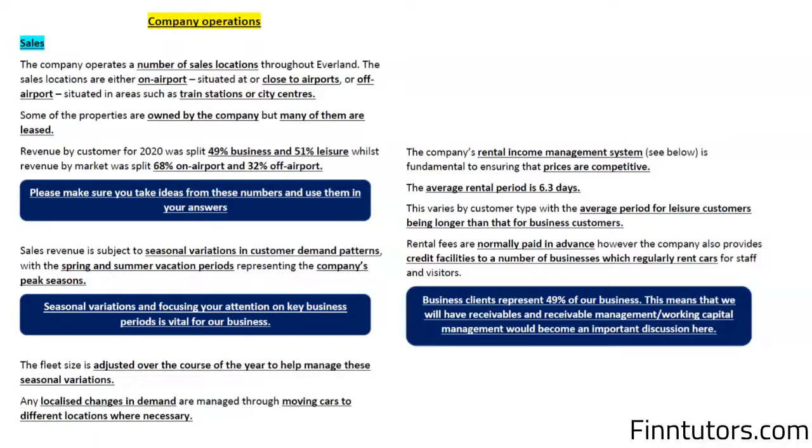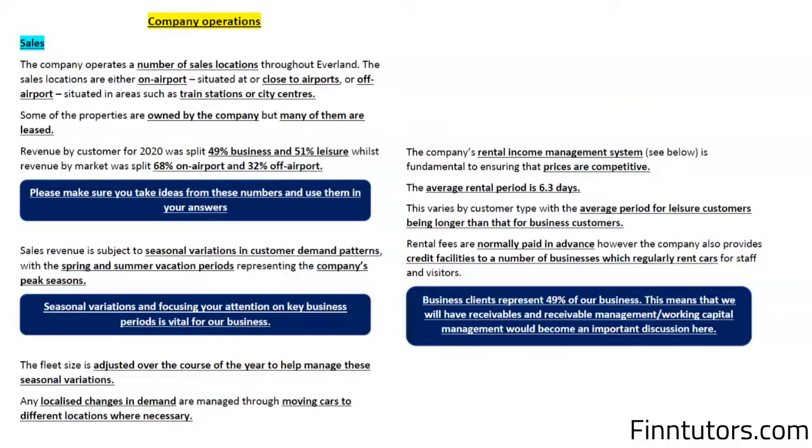Revenue by customer for 2020 was split 49% business and 51% leisure, whilst revenue by market was split 68% on airport and 32% off airport.